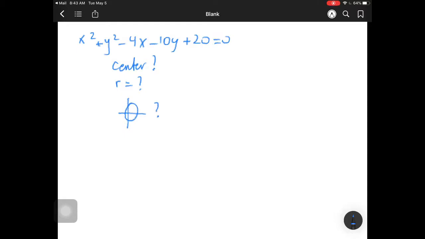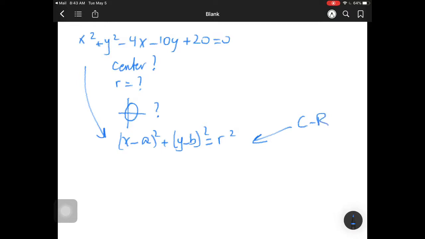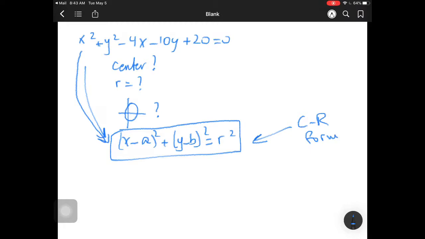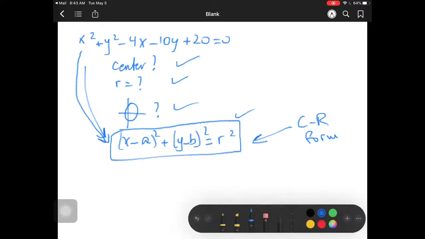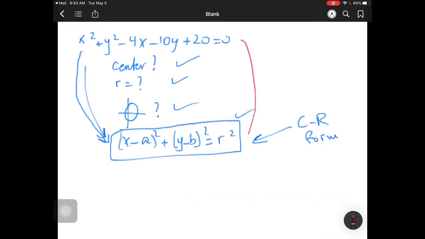Or let's say the question is, rewrite this in the form x minus a squared plus y minus b squared equals r squared, which we're calling the center radius form. Okay, we're calling this form that we learned a few slides ago the center radius form. So they could ask you to rewrite this in this form. So how would you be able to answer this, or this, or this, or this? There must be a method to follow to go from the general form to the center radius form.